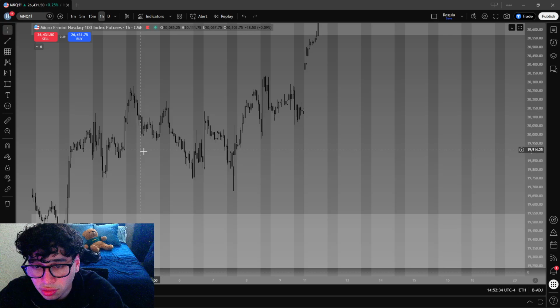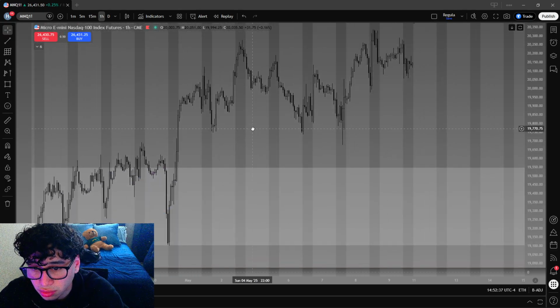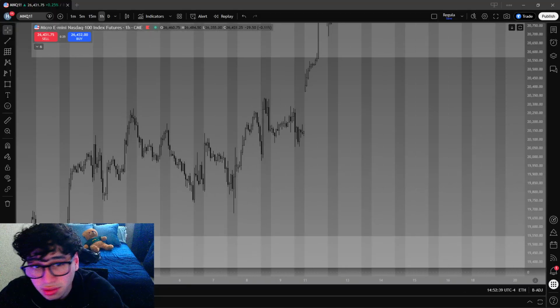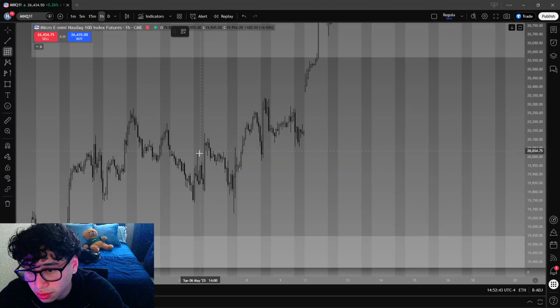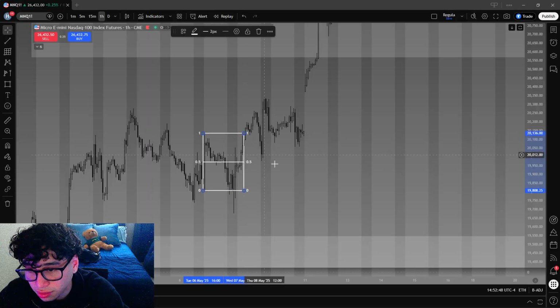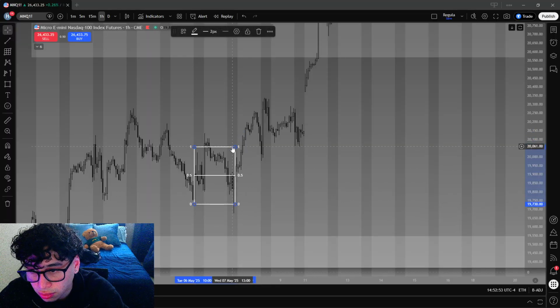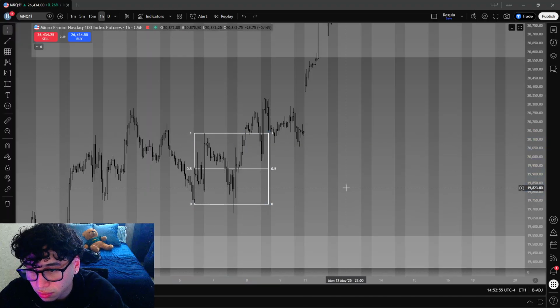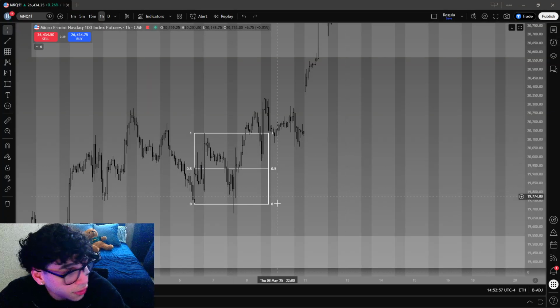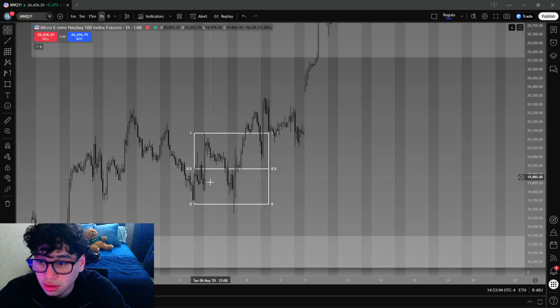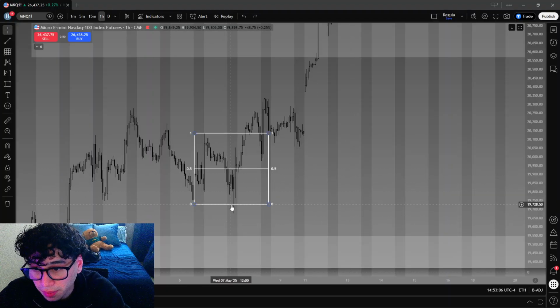So let's say you're looking for longs. We can just use this as an example. You're going to place it right here. If you're looking for longs, you want it to be in this bottom half. That's where price is at a discount if you're looking for longs. If price is down here, it's a good time to buy.